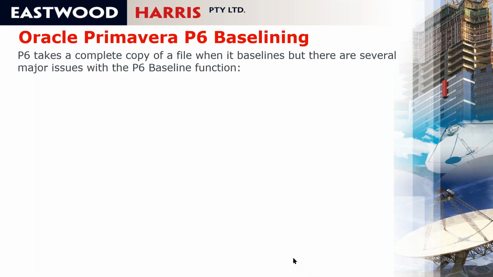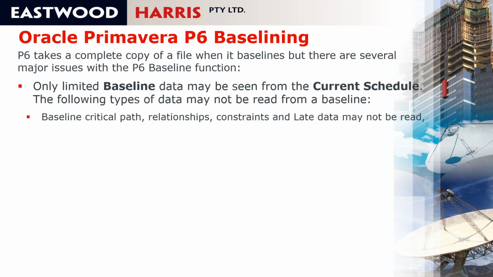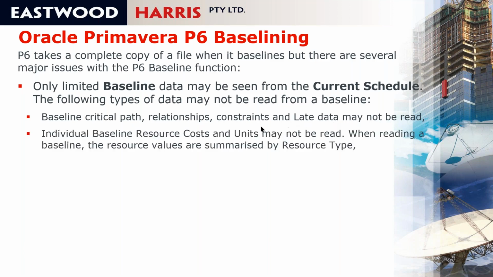and there are several major issues with the P6 baseline function. Firstly, only limited baseline data may be seen from the current schedule. The following types of data may not be read from a baseline. You can't read baseline critical path, relationships, constraints, or late data, so you can't see the late dates from a baseline.